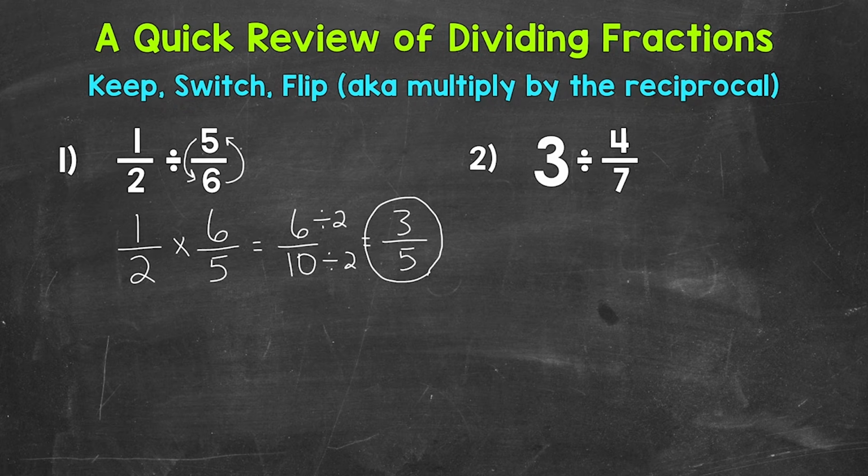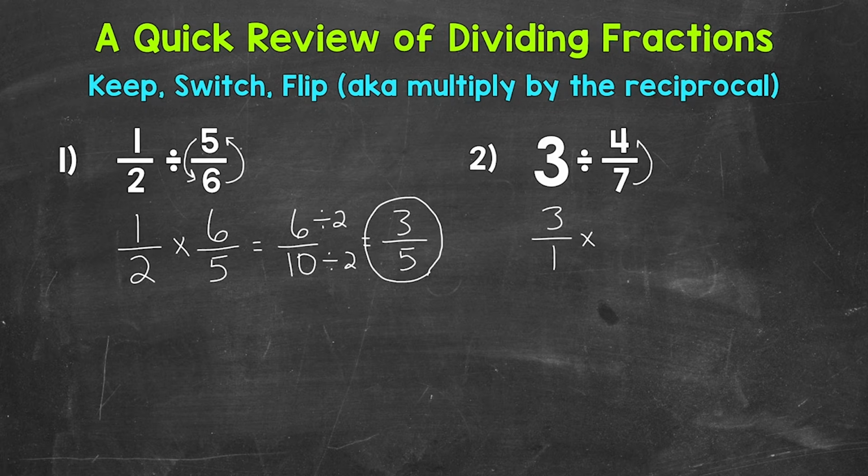Now we have a whole number here, and we need to rewrite that as a fraction when we keep it. And we do that by putting it over 1. And it's as simple as that. So 3 over 1. That still has a value of 3 wholes. Again, it's just in fractional form. That way we have a top and a bottom, and we can go through our steps. Then we switch or change. And then with the second fraction, we flip.